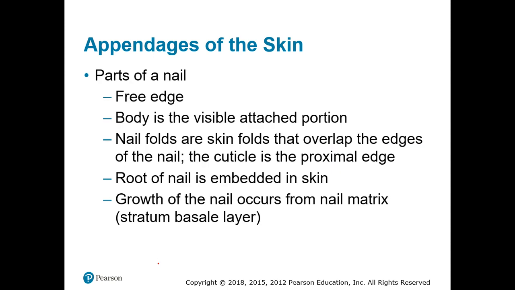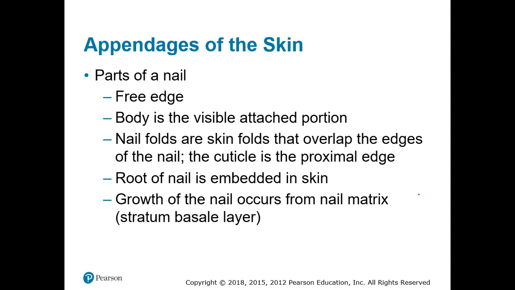Before I show you where that's located, I'm going to talk about a few other structures so I can point those out on the picture as well. So in terms of parts of a nail, you have the free edge. This is the part that you can easily scratch somebody with. You have the body, and this is the visibly attached portion on the top. You have your nail folds, which are just skin that overlaps the edge of the nail. Your cuticle is a nail fold on the proximal edge.